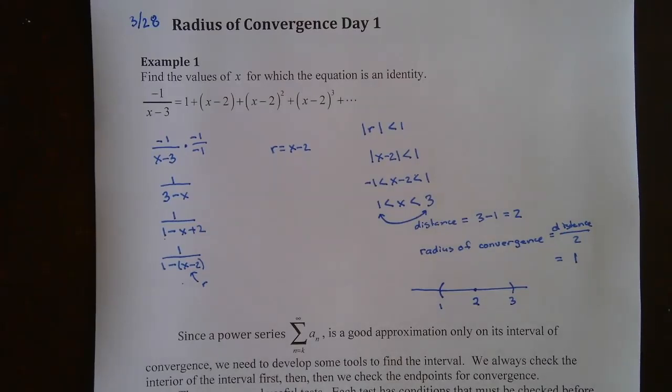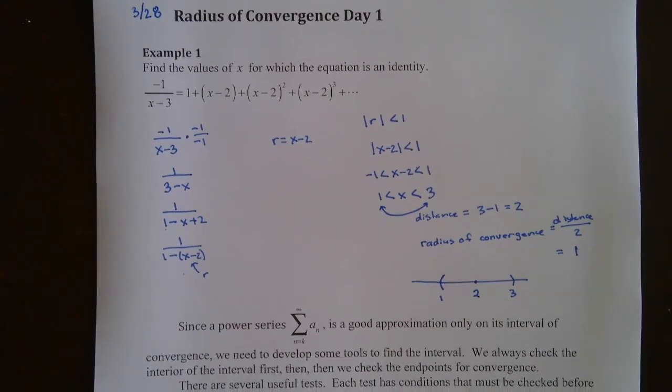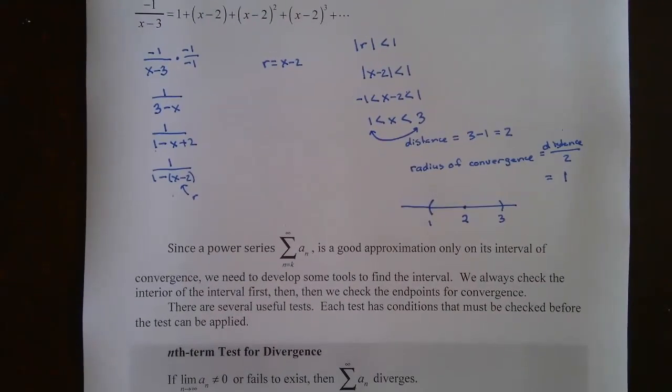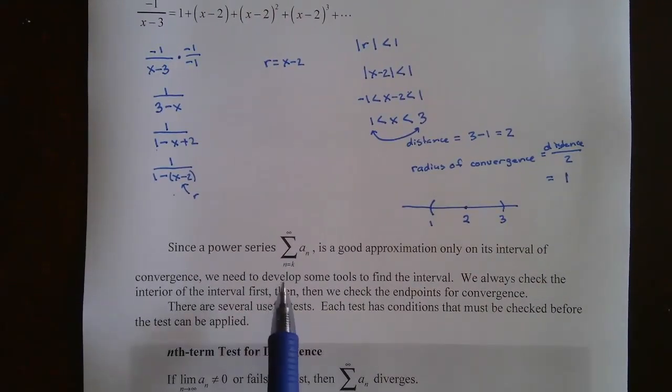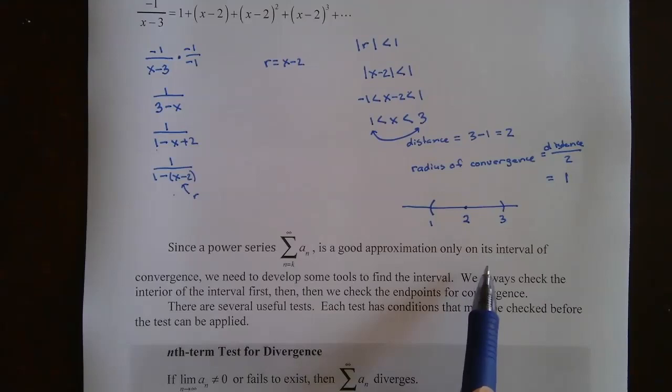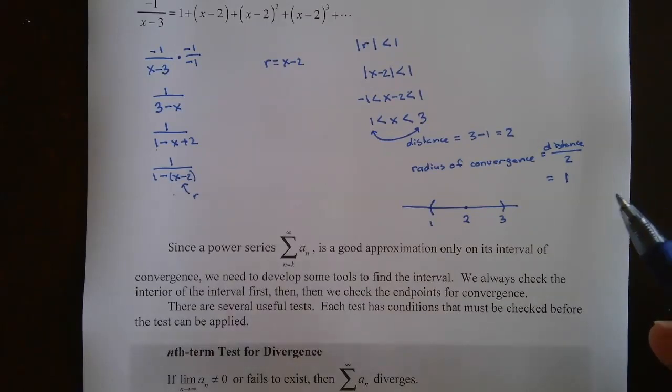So I'm going to slide this up a little bit, and I want to read this. Since the power series is a good approximation only on its interval of convergence, we need to develop some tools to find the interval. We always check the interior of the interval first. A lot of times the geometric series is really important because it allows us to determine this radius of convergence. A lot of times that's where we're going to get in between two numbers.